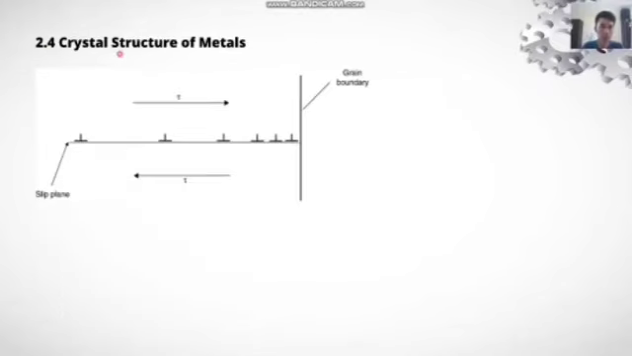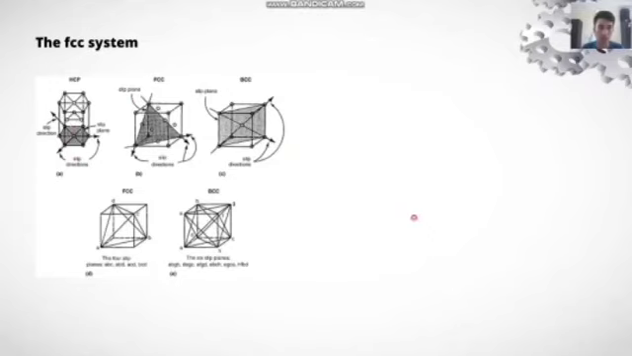2.4 Crystal structure of metals. This shows a grain boundary and slip plane. Atoms within the grain boundaries are usually very highly strained and disordered, and so grain boundaries are high energy sites. Grain boundaries are also very thin, typically only one or two atoms thick. An example of this would be the precipitation of phosphorus along the grain boundaries of austenitic stainless steel, an FCC system.